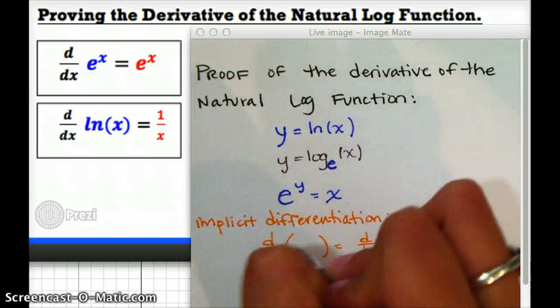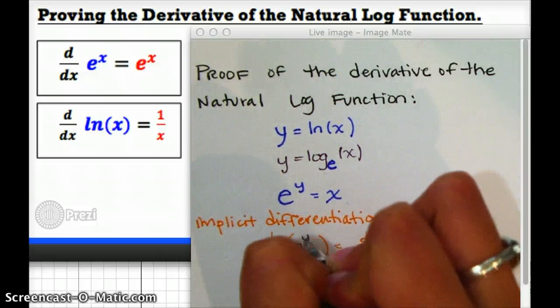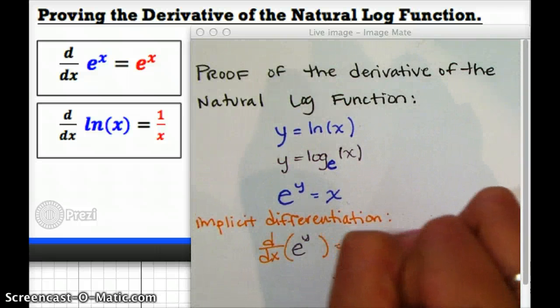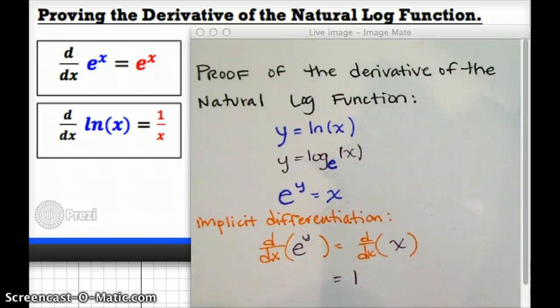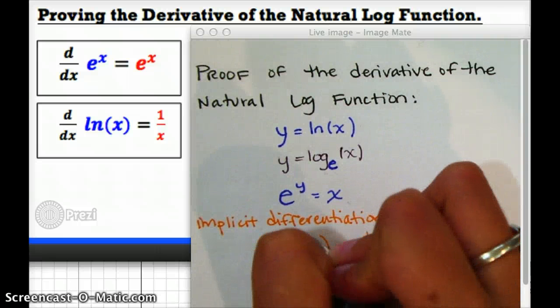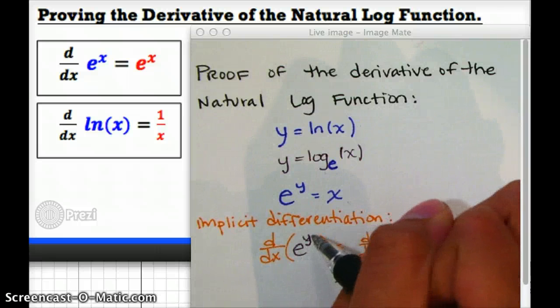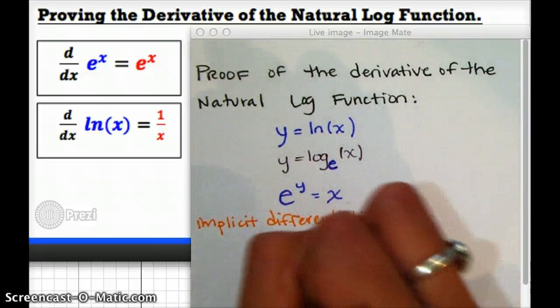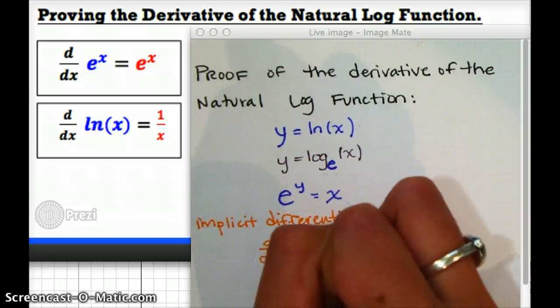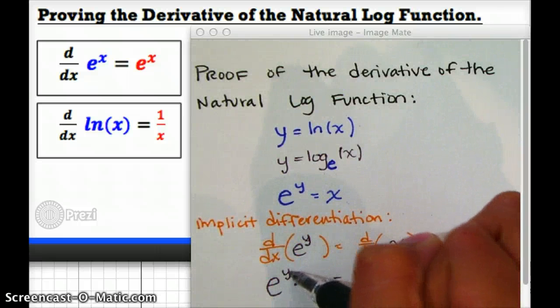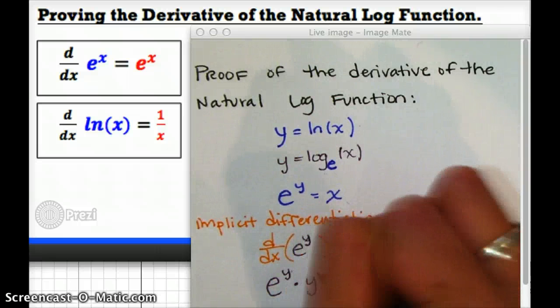And so implicit differentiation says take the derivative of both sides. Well, the derivative of x is pretty easy. That's just going to be a 1 on this side. And on this side, the derivative of e to the y, this is technically a chain rule. My outside function is e to the y. The derivative of that is just e to the y. And then I have to multiply it times the derivative of the inside function, which is y prime.